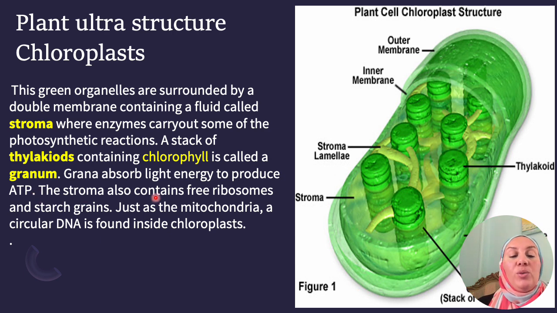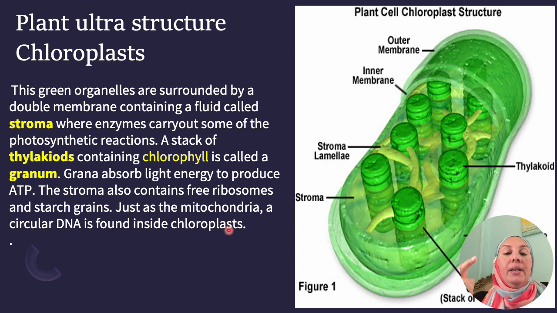The stroma also contains free ribosomes and starch grains, and just like the mitochondria, a circular DNA is found inside the chloroplast again. So there are many similarities between chloroplasts and mitochondria. They both have a double membrane bound envelope, if you want to say it. They are organelles that are double membrane bound.